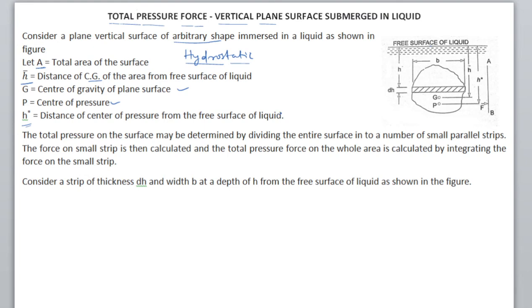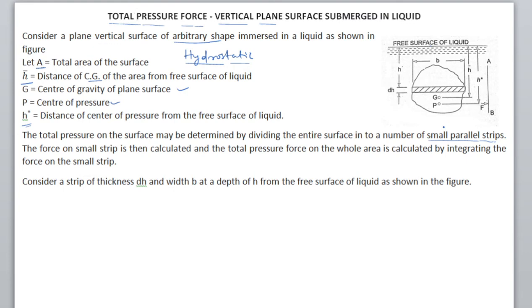How will we determine the total pressure? As we have taken an arbitrary shape, it is very difficult to calculate total pressure by directly putting in a formula. So we have to divide the entire surface into a number of small rectangular parallel strips. If it is not coming rectangular, make the strips smaller.